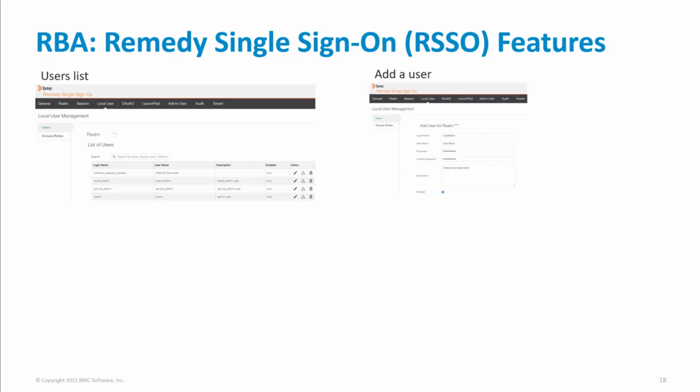Creating a user in RSSO is as simple as providing a login name, a user full name, and a password. For the user to function in TSCO and TSPS, the user must also belong to a RSSO group.